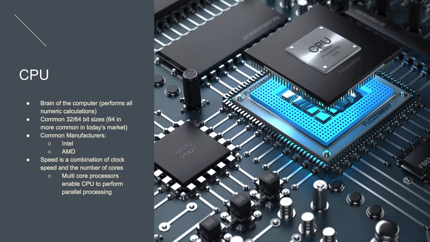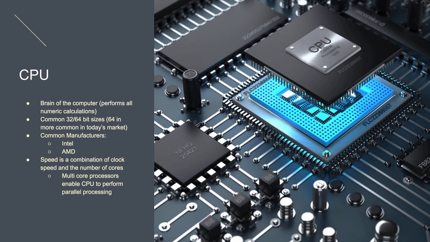Speed is a combination of clock speed and the number of cores. So a core allows a CPU to do multiple things at one time. So instead of having multiple CPU chips on a motherboard, which would be very complicated to do all that wiring for the system bus and everything else, the concept came about of having multiple central processing units on one chip, and those are called cores. So the more cores, the better, the more work you can do at the same time.